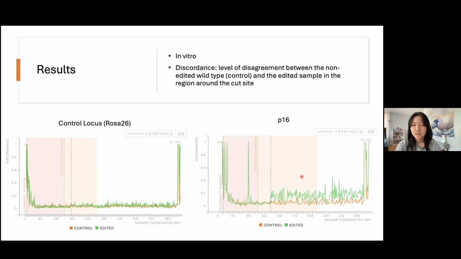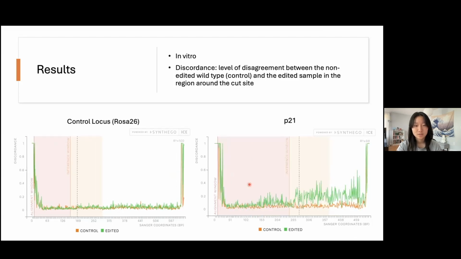If we look at the P16 graph, we see that the edited line in green is above the control line, which is orange on the bottom. And so because these two lines are not overlapping, there is a level of discordance between the two. And we know that the sequence has changed so that P16 is knocked out.